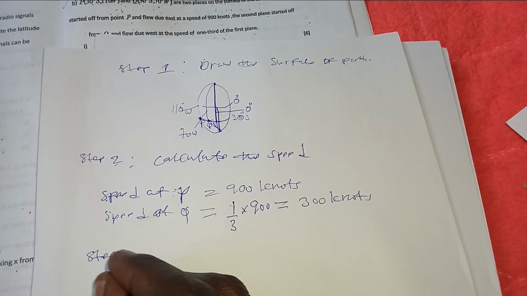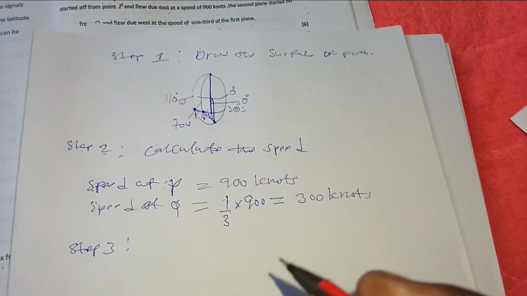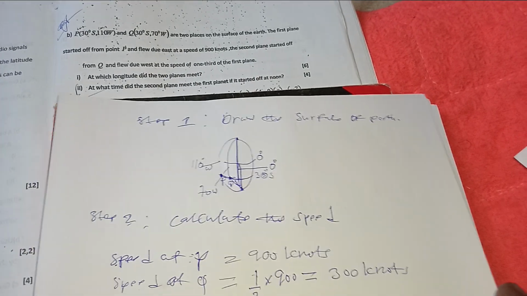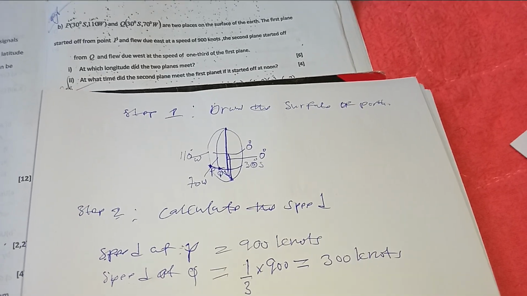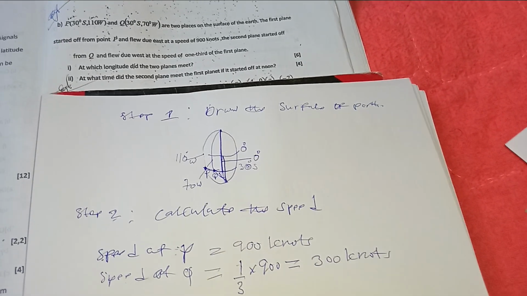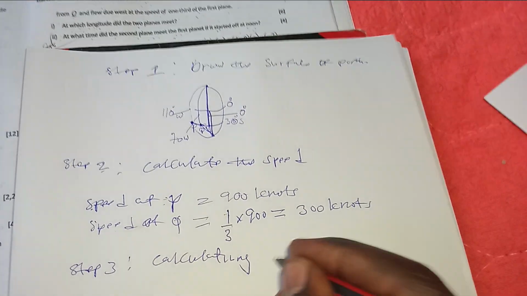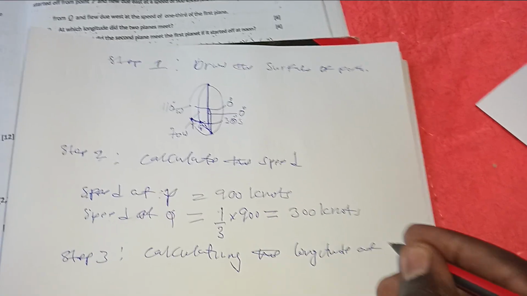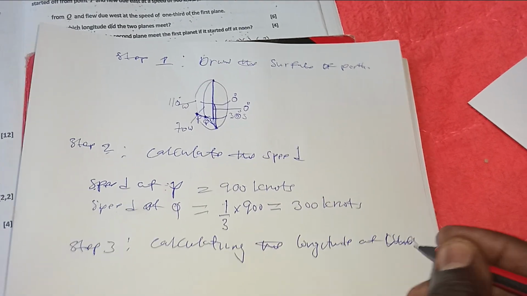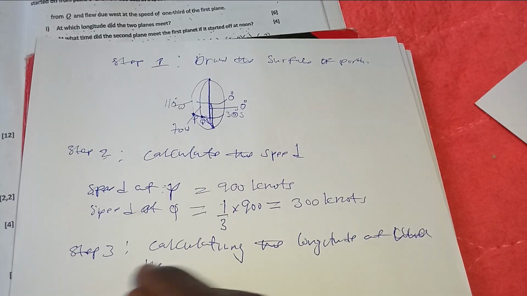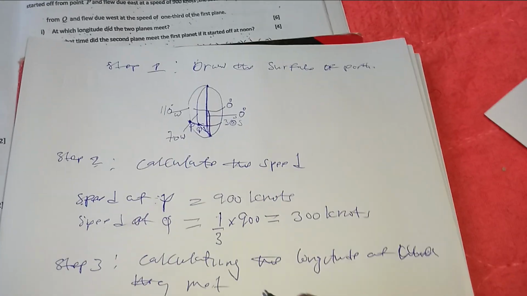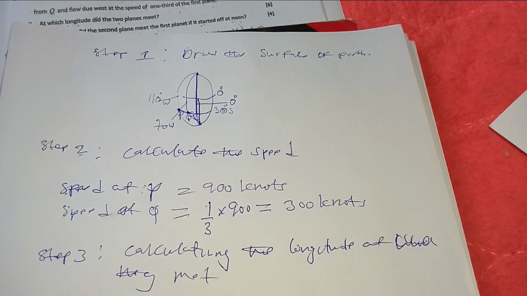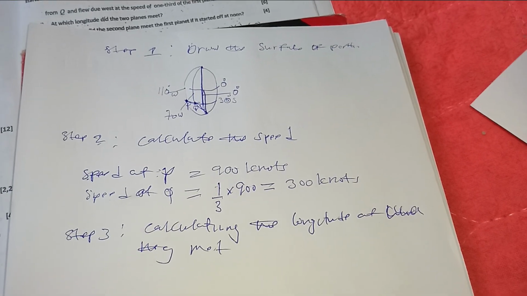So step 3 is calculating the longitude at which they met. Calculating the longitude at which they met.